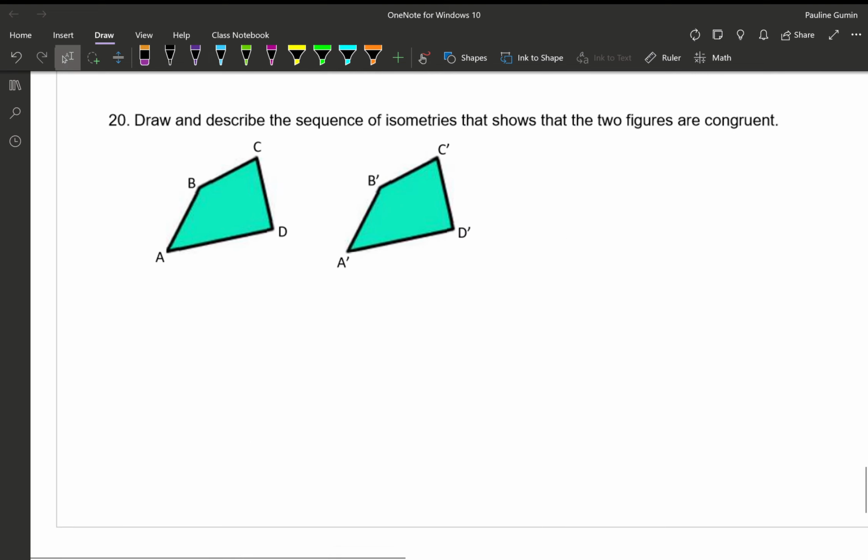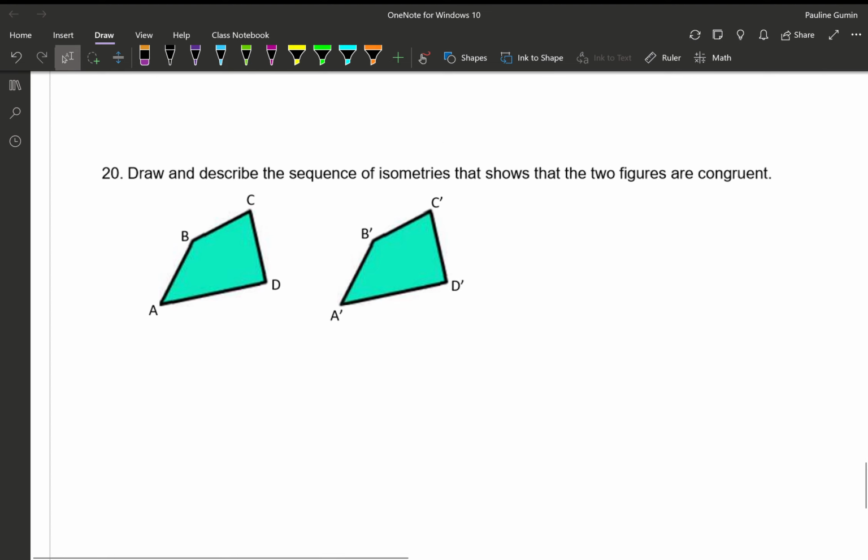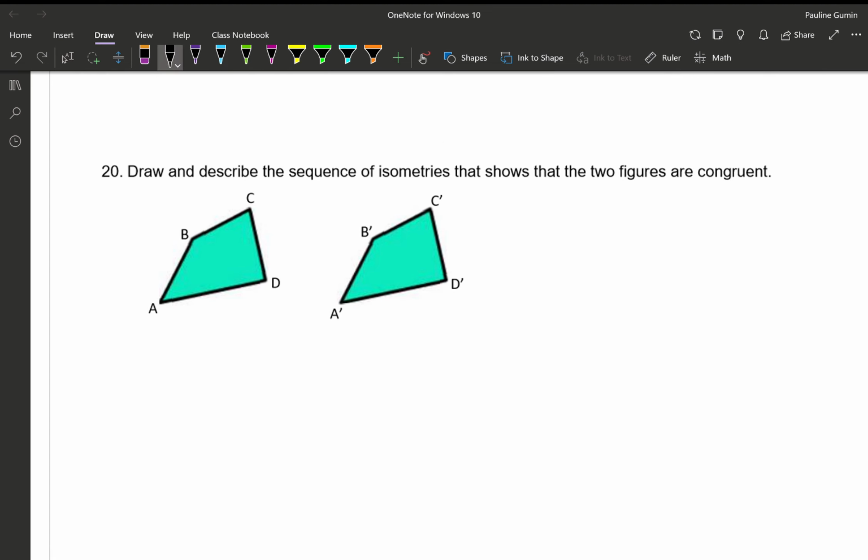And lastly, we've got number 20. Here, well, I think there's only one transformation here, and that is a translation to the right.